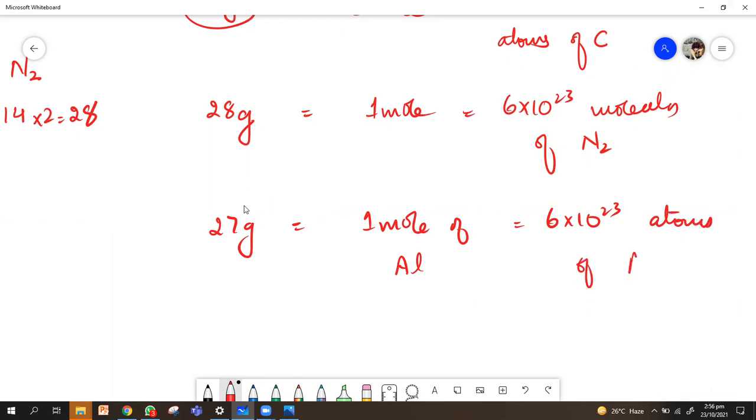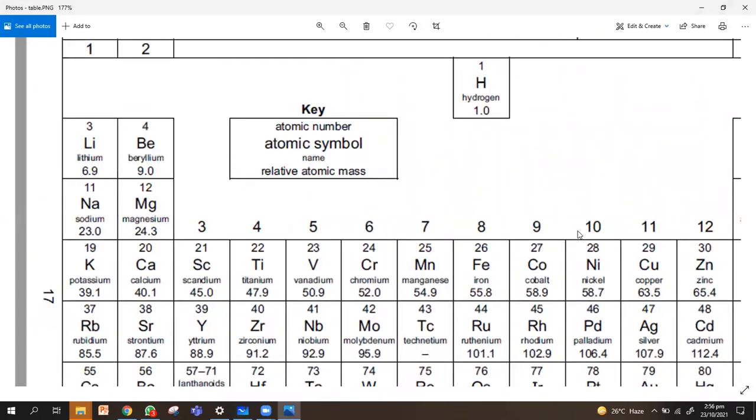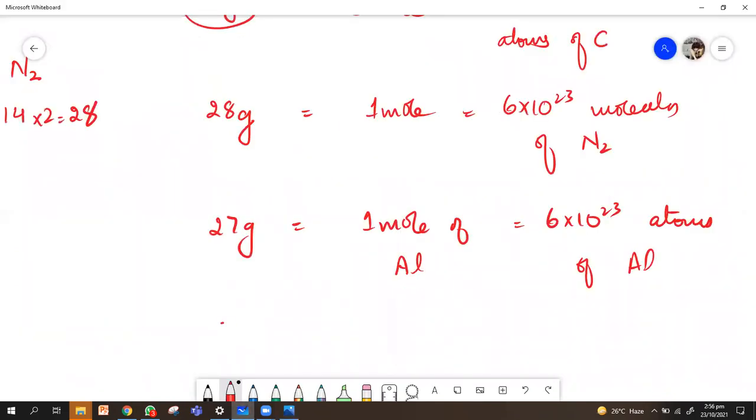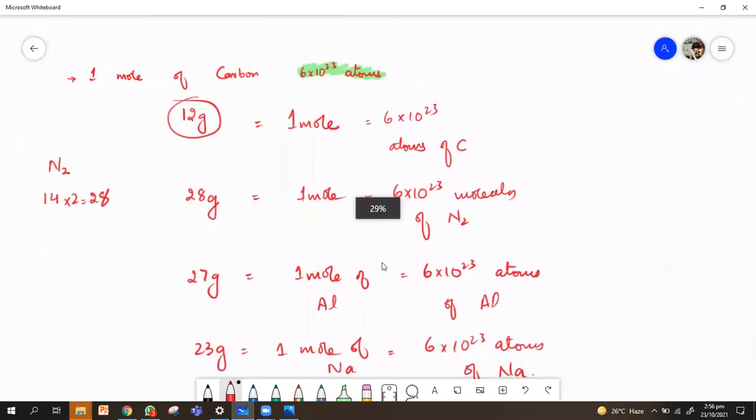All right. Now you can apply this on every single element in the periodic table. Take your pick. For example, take sodium over here, right? 23. So 23 grams of sodium will be equal to one mole of sodium. Theek hai? And it is equal to 6 × 10²³ atoms of sodium. All right. So long story short, mole concept, what is it? It's the SI unit of amount of substance. Amount, as in, it doesn't care about the size or the mass of any substance. Mole is rather considering the amount.